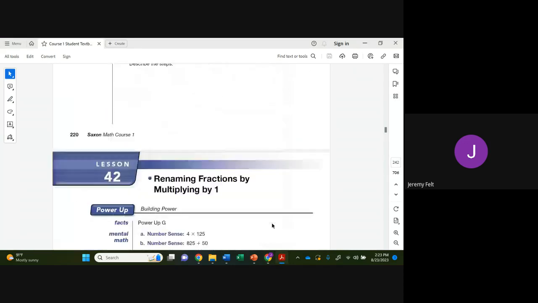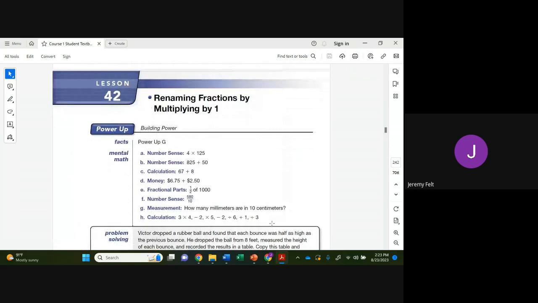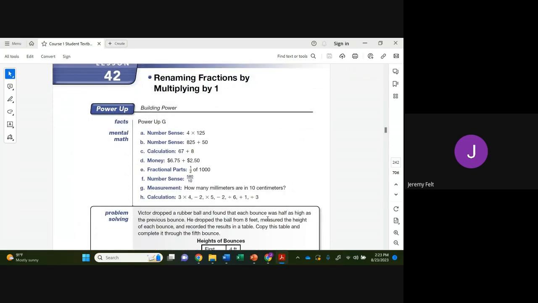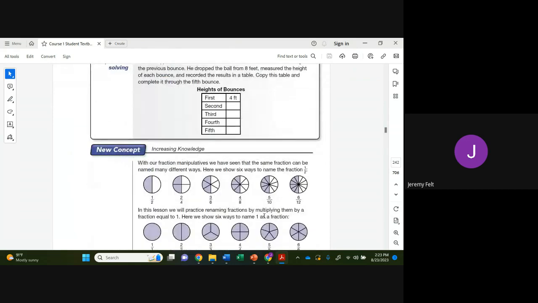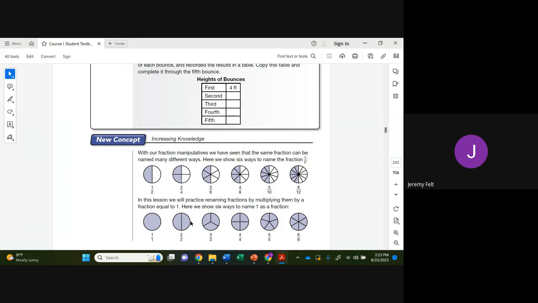Okay, practice set we'll go over in class. And then 42, we're looking at renaming fractions by multiplying by 1. Again, we have to remember that any fraction, we can write any number over itself. We can write 1 as 1 over 1, 2 over 2, 3 over 3, 4 over 4, 5 over 5. All of those are still equal to 1, as it shows right here. 2 halves is still a whole. 3/3, 4/4, 5/5, 6/6, they're all still equivalent to 1.